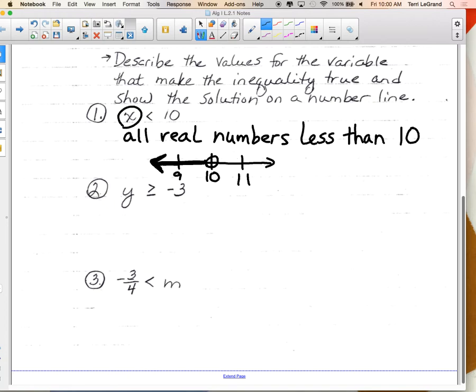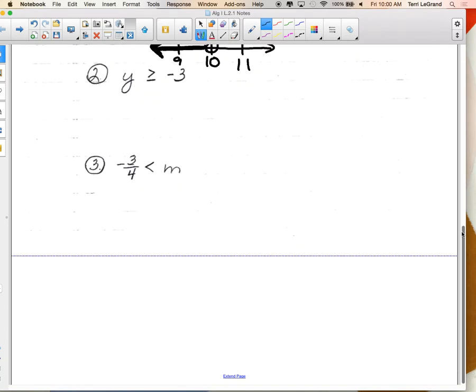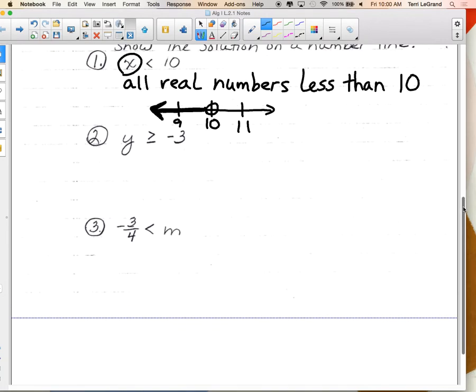We were just using integer neighbors to show a good picture of the number line. So I don't want you to be confused there. We just want to be able to show where we're at on the number line. Questions, anyone?